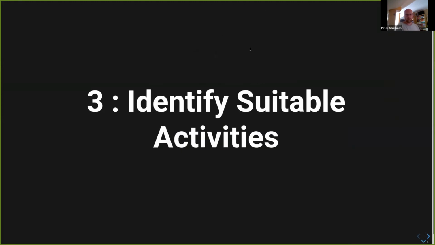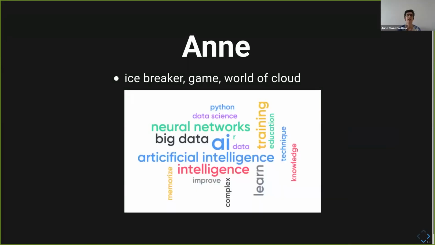The third simple rule, identify suitable activities. Here I don't talk about how we design the lesson itself, but more how we try to engage with learners, because we found that one key aspect for a workshop of this kind is for us as instructors to understand what the learners wanted to get out of the workshop.